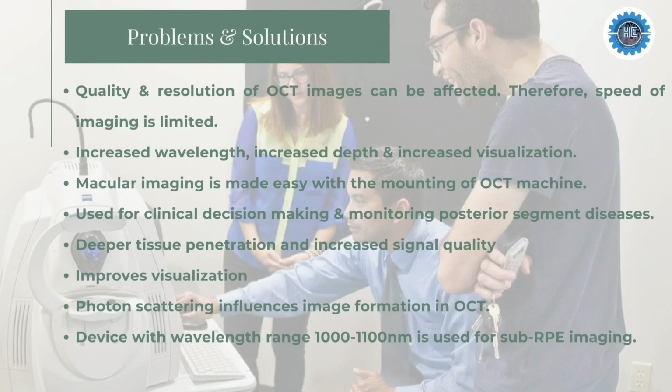It has increased wavelength, increased depth, and increased visualization. Macular imaging is made easy with the mounting of the optical coherence tomography machine on a slit lamp, which has been shown to successfully expand the potential area of retina that can be imaged compared to the range of commercially available OCT devices.